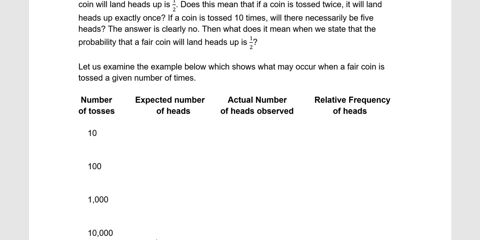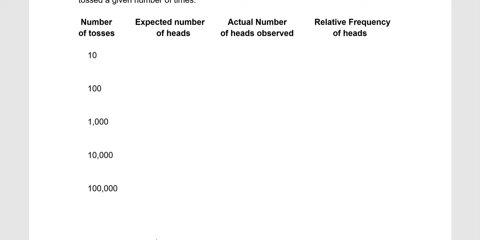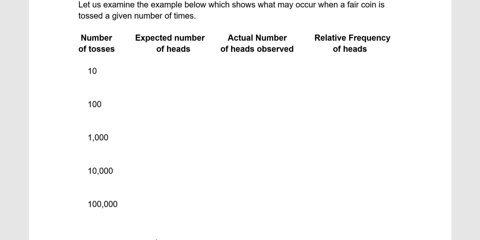So let's take a look at this example down here. On the left, we have the number of tosses, just a random number of tosses. We tossed the coin 10 times, then 100 times, 1,000, 10,000, 100,000. Then we're going to write down in this column the expected number of heads, and in this column the actual number of heads that we observed. And then we're going to do the relative frequency of heads in the right column.